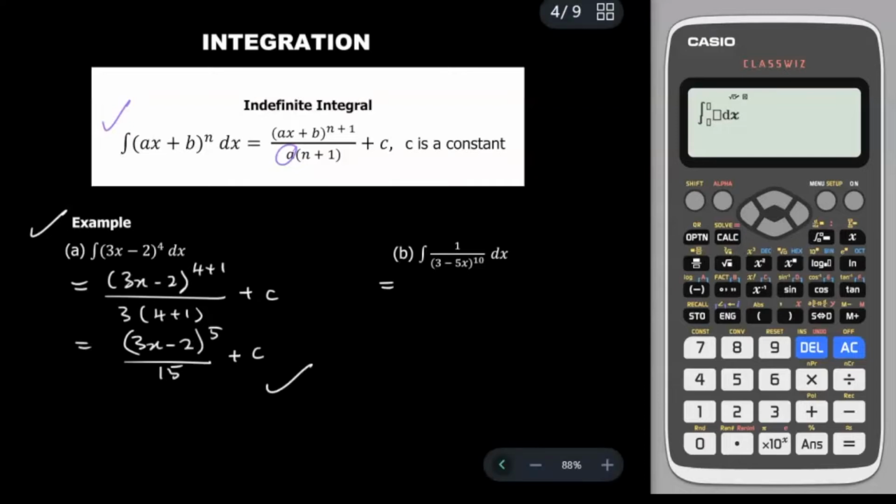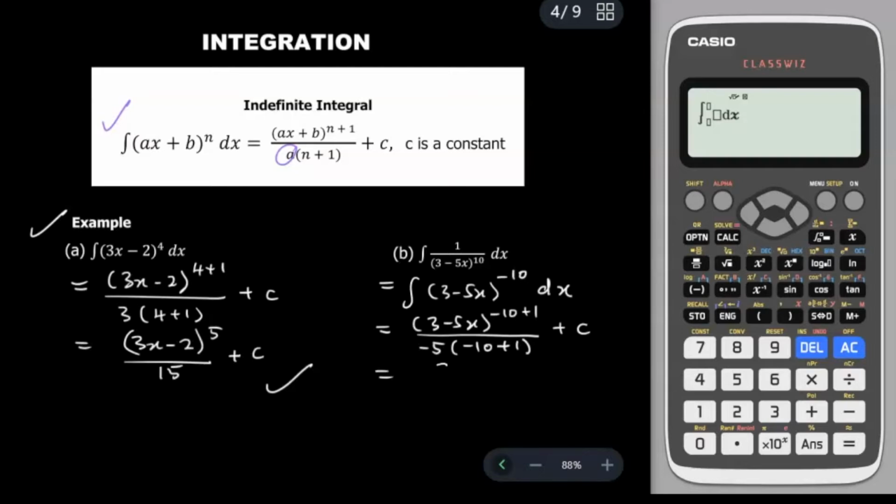So for this, I'm going to change this into index form, so it becomes (3 minus 5x) whole thing to the power of negative 10 dx. Okay, and then now only we start to integrate. So we write back the same bracket, the power plus 1, then over, differentiate the bracket, which is negative 5, then after that times with the power plus 1, and then plus c.